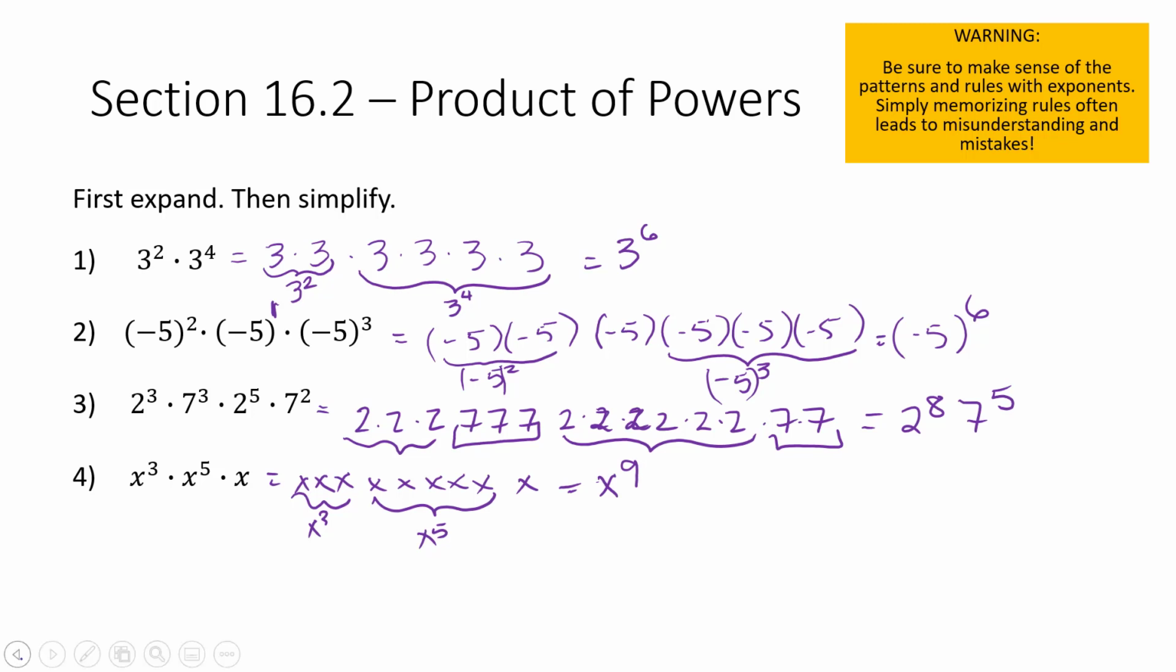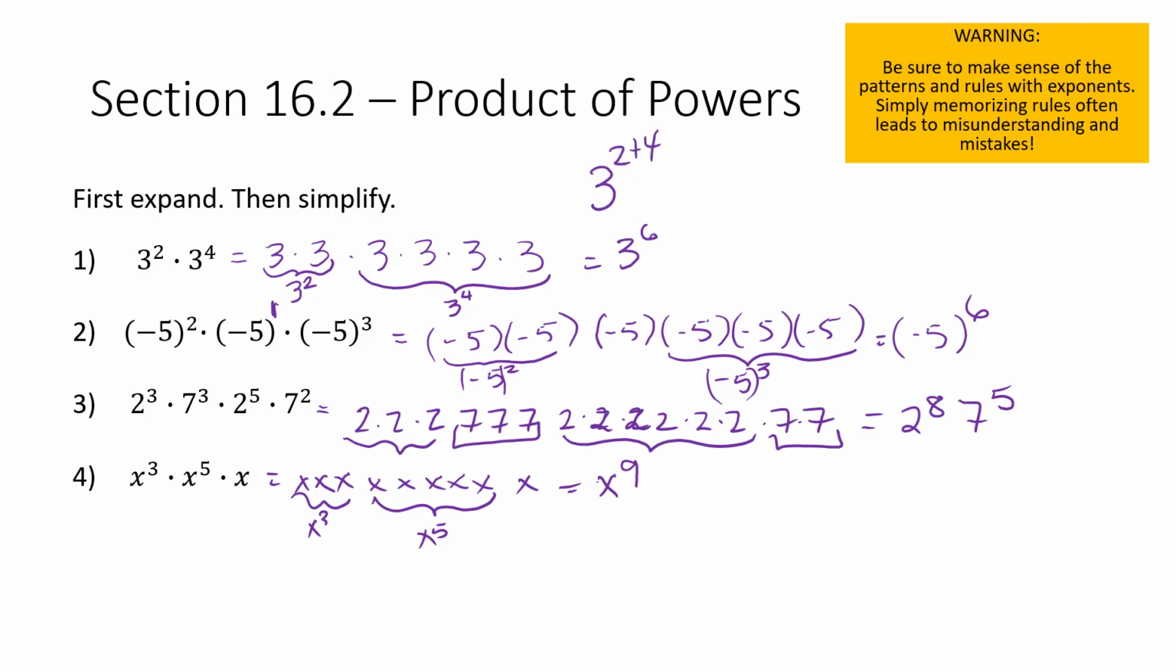So look at the first one. We've got 3 squared times 3 to the 4th. How did that make 3 to the 6th? Well, the exponent tells us how many 3's we have multiplied all together. So notice that this is the same as 3 to the 2 plus 4. That's how we ended up with that 6, right?